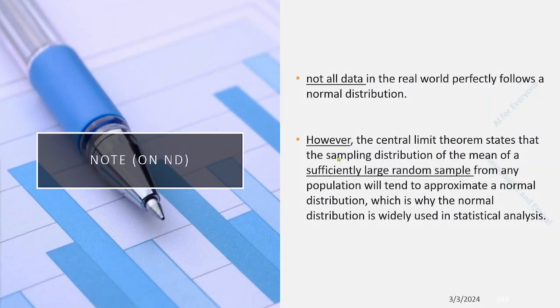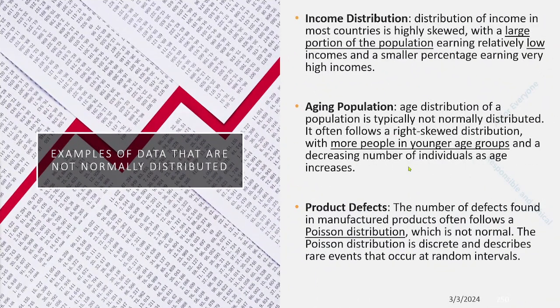Some note on normally distributed. Not every data in the world is normally distributed. Although the central limit theorem says that data should be normally distributed. Examples of non-normally distributed: income distribution. Not everyone earns the same. There are people who earn quite a lot, and large mass of people earn typically common value. So this is an example of not normally distributed data or skewed data.